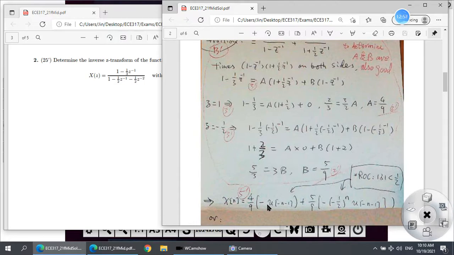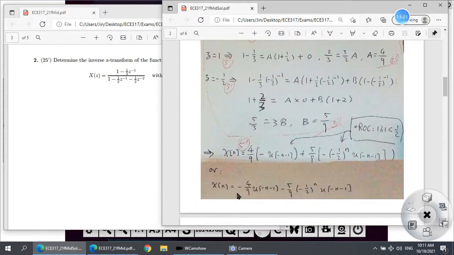You can find the table. You have two ways to go back to the time domain, depending on the ROC. If the ROC is larger than that number, here will be positive and here will be n. And if it's smaller than the number, this will be negative here, and here's a negative n minus 1. Right? This is from the table. Similar, this is also from the table. Yeah, you're done.